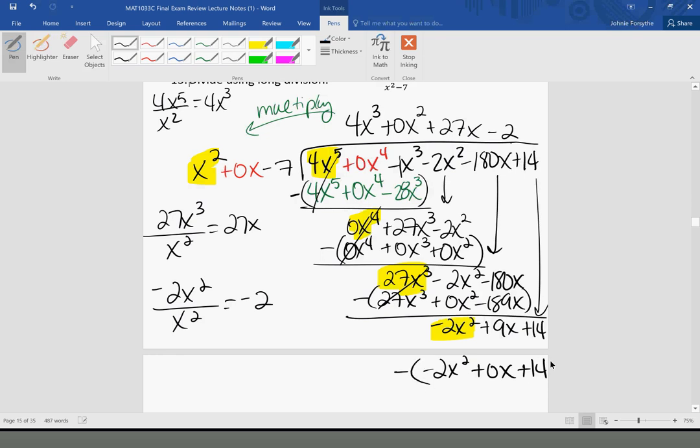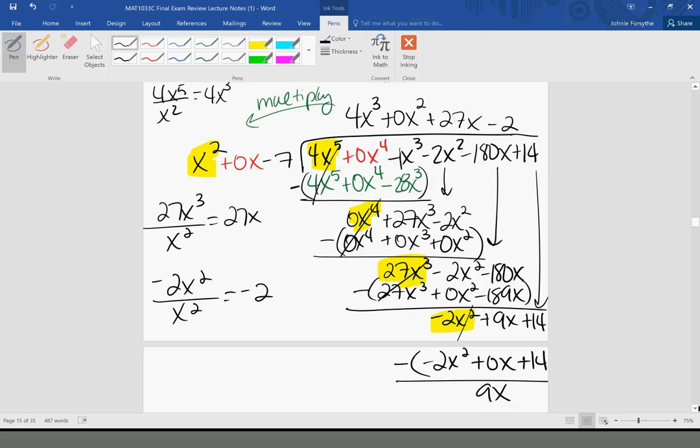And so now we're going to subtract. So negative 2x squared minus negative 2x squared cancels out. 9x minus 0x is still 9x. And then 14 minus 14 is 0. So we have our quotient, which is this here. This is our quotient. And then this is the remainder.